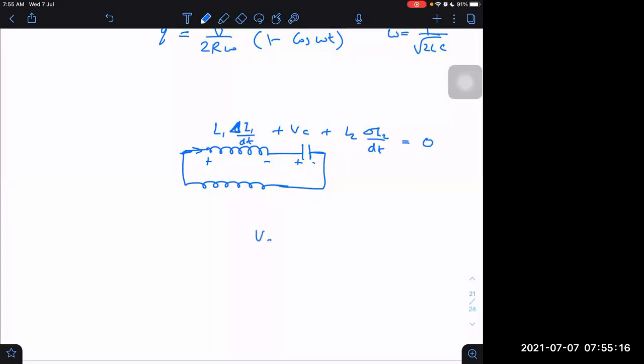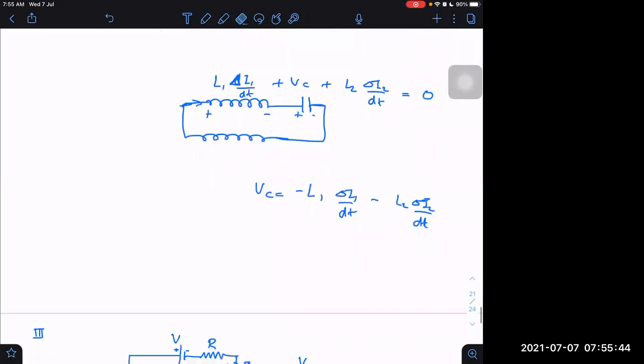So what is Vc? Vc is equal to minus L1 into delta I1 by dt minus L2 into delta I2 by dt. Vc is nothing but the voltage across the capacitor, which will be Q by C, right? Yes, Q by C. So it will become Q by C is equal to minus L1 into delta I1 plus L2 into delta I2.